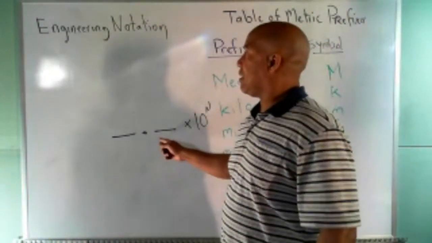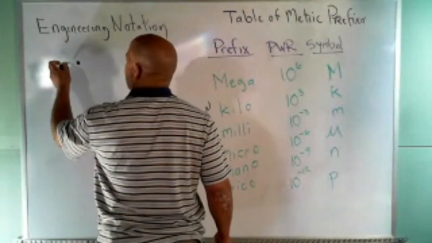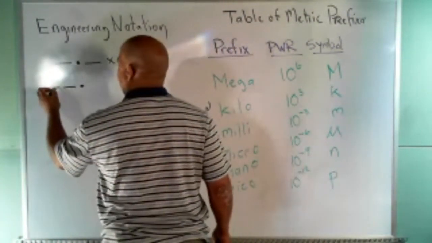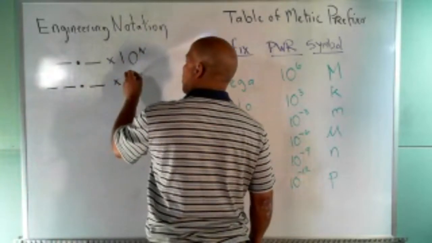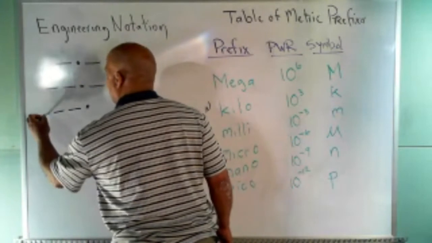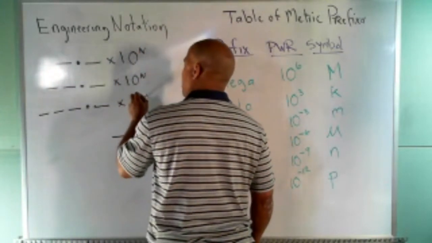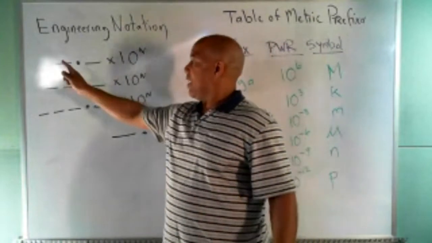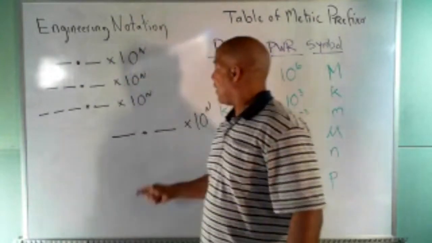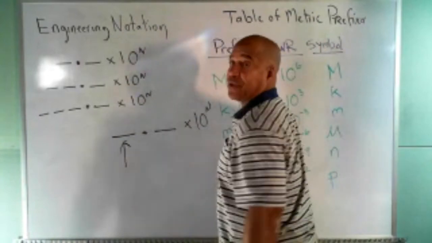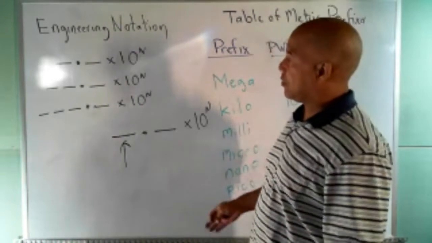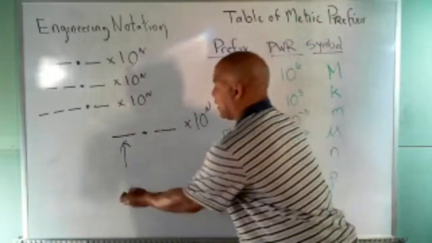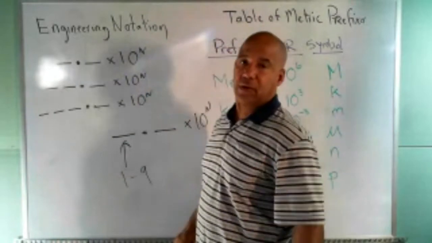With engineering notation, you can have one place to the left of the decimal times 10 to some power, two places to the left times 10 to some power, or three places to the left times 10 to some power. In scientific notation, you can only have one place to the left. But just like scientific notation, that leading place should not be a zero. Later on you'll probably put a zero in front, and it's not a big deal, but strictly speaking it should be between 1 and 9 inclusive.